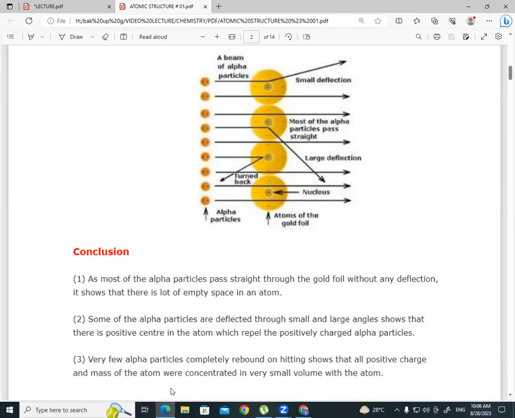Third, very few alpha particles completely rebound. Why do they rebound? Because the central part of the atom is very dense. It is just like striking a ball on a concrete wall. After striking, the tennis ball rebounds. In the same way, when these alpha particles strike the very dense part of the nucleus, they rebound.